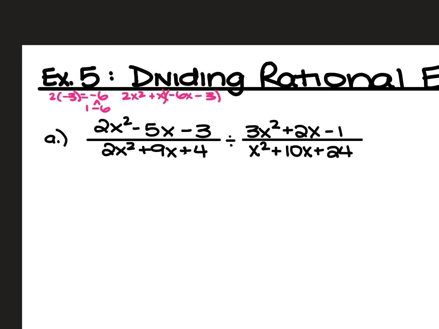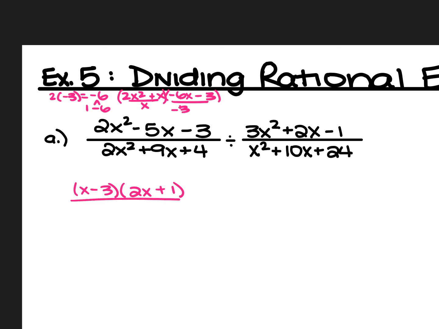You factor this by grouping. Factor out an x from the first. Factor out a negative 3 from the second. That gives you x minus 3 times 2x plus 1.